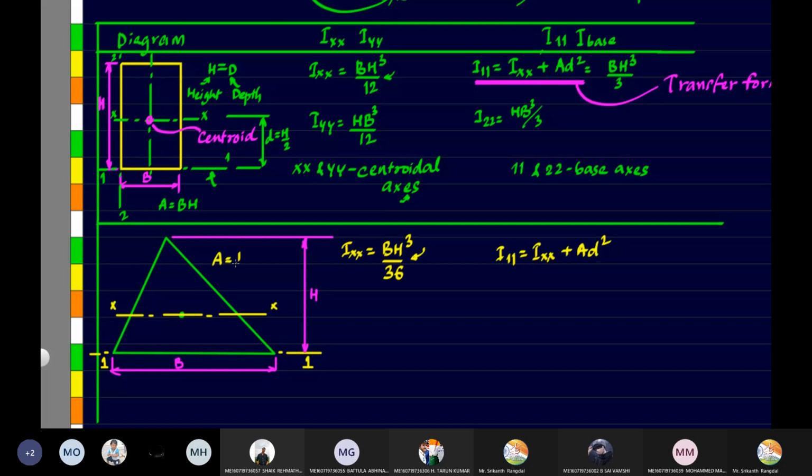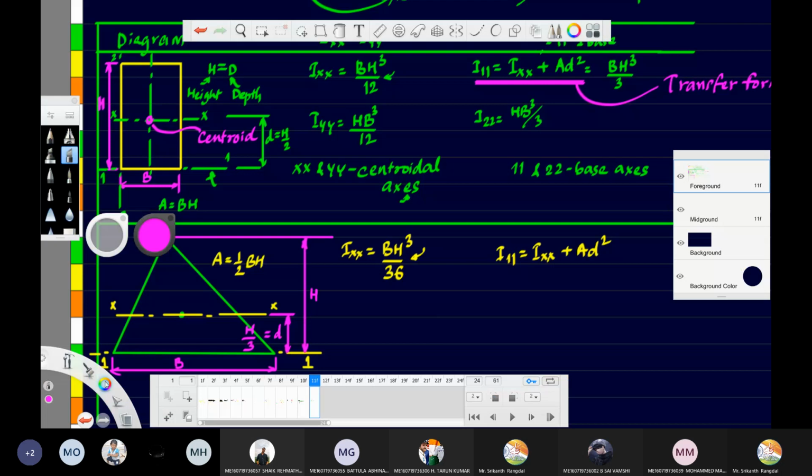What is area? Half base into height, right? So area is this much, and what is D? D is this distance. How much is D? H by 3. Yes. So A, D, substitute here, simplify the formula. What do we get? Come on, solve it.